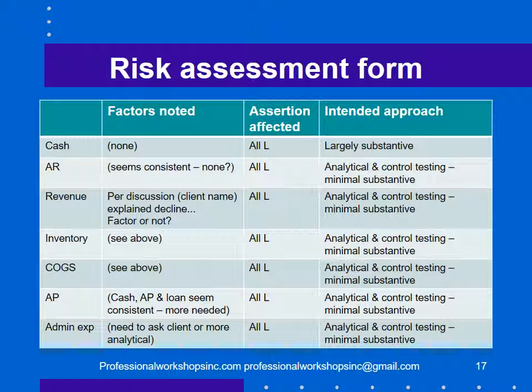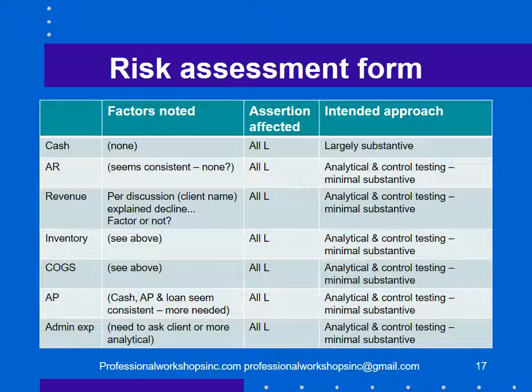Accounts receivable, it's going to depend, I guess, on the next line. It's the revenue line that's interesting, and I think here I would say, I talked to whoever I talked to at the client, and they explained that the decline was as follows. Based on what that explanation is, that's either a risk factor or it's not. And if it's not, I'm assuming that we had $1 million of sales to Walmart and we lost the contract and we have no obsolete inventory and we just moved on with lower sales. So if that's the case, all assertions are lower.